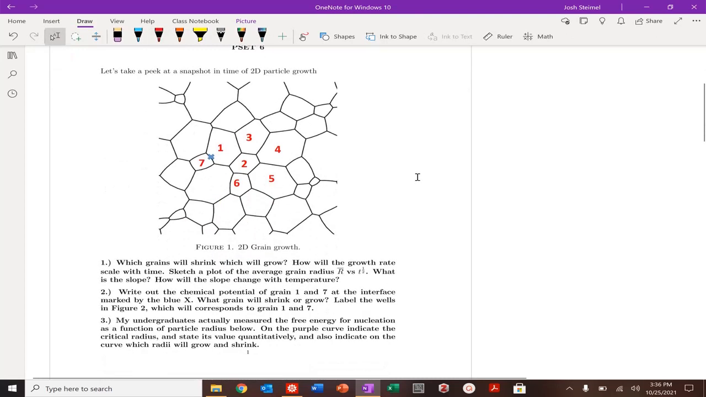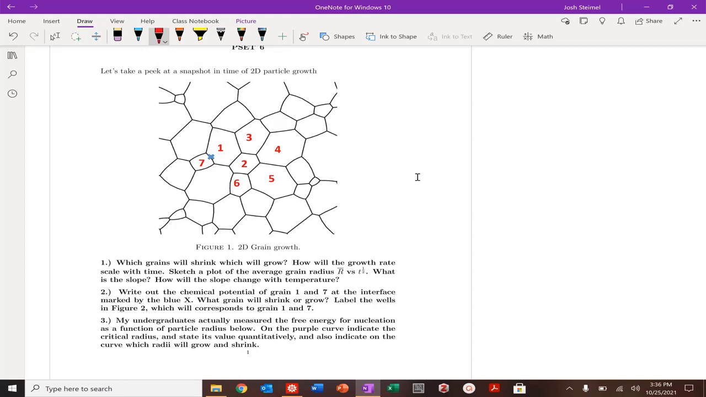Looking at a snapshot of 2D particle growth, we need to answer the question: which grains will shrink of these numbers, which grains will grow, how will the growth rate scale with time, sketch a plot of the average grain size, R bar versus T to the 1/2, what is the slope?